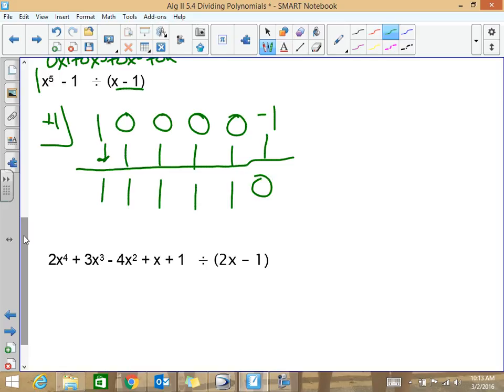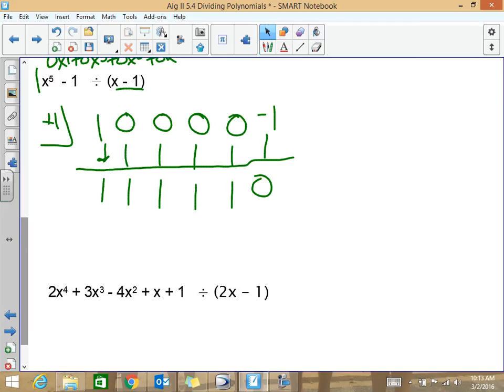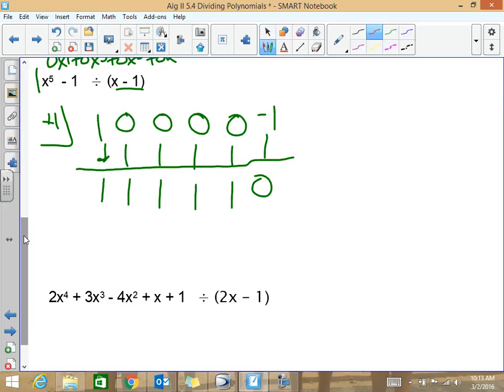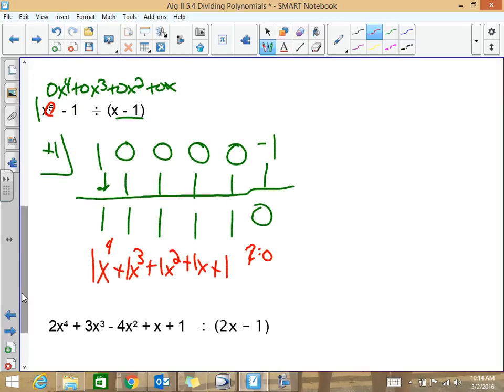So now what is our first term going to be? X to the 4th, right? We started with x to the 5th, so x to the 4th. So the coefficient is 1, so you don't have to write the 1, but you can. So we got 1x to the 4th plus 1x to the 3rd plus 1x squared plus 1x plus 1, remainder of 0. So much, much easier than the last one we did on real division, right, or long division.